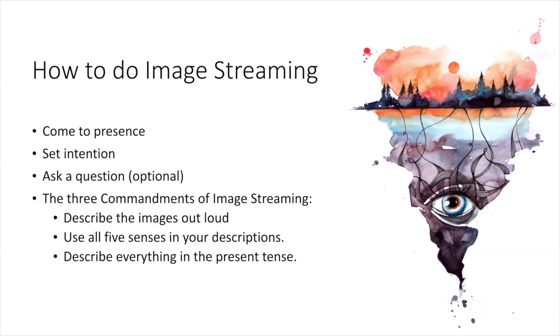So that was a lot of information. The process, let me just quickly talk through it again. The first step is just simply to come to presence. The second step is to set your positive intention. Then optionally, you may ask a question that is set up to be a positive question. And then you simply would close your eyes, you would notice the images, you would describe it out loud using all of the 5 senses in your descriptions and describing everything in the present tense. It's that simple a process.